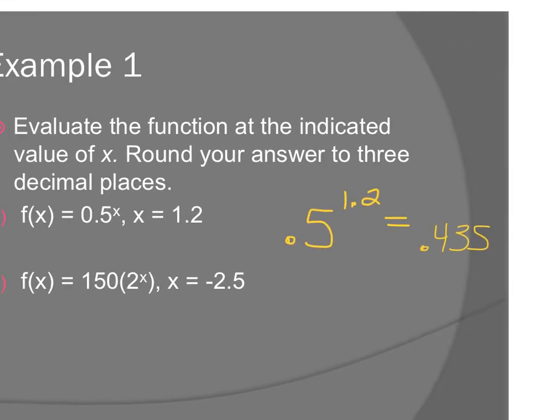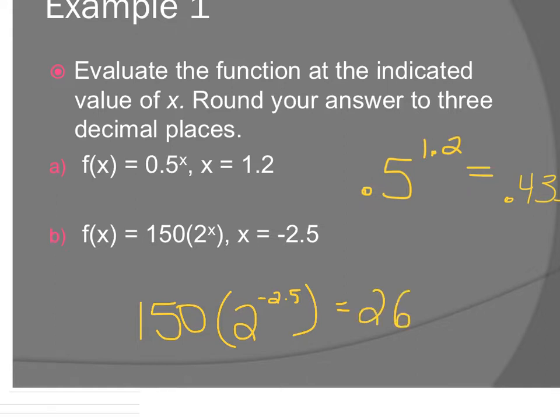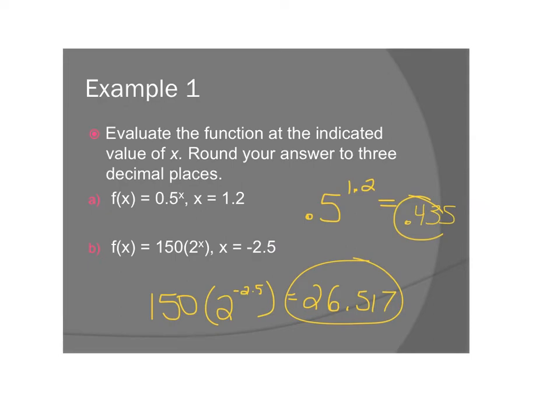0.435, okay? If you have f of x equals 150 times 2 to the x power, all you're doing is taking 150 and multiplying it by 2 to the negative 2.5. What your calculator is going to do, you have to put that in parentheses. Your calculator is going to take 2, raise it to the negative 2.5 power, then multiply it by 150. So what is that? Anybody? 26.516? 517. All right? You're just plugging in the calculator. That's it. We okay with that? Probably not a bunch of those.